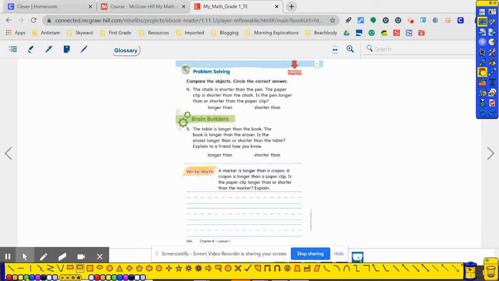Okay? So get ready. This says the chalk is shorter than the pen. The paper clip is shorter than the chalk. Is the pen longer than or shorter than the paper clip? So let's draw a picture. So the chalk is shorter than the pen. Okay, so first I'm going to draw a pen. I'm going to make my pen black.